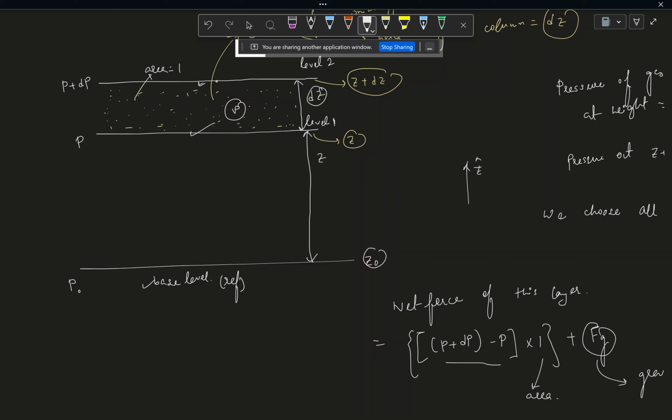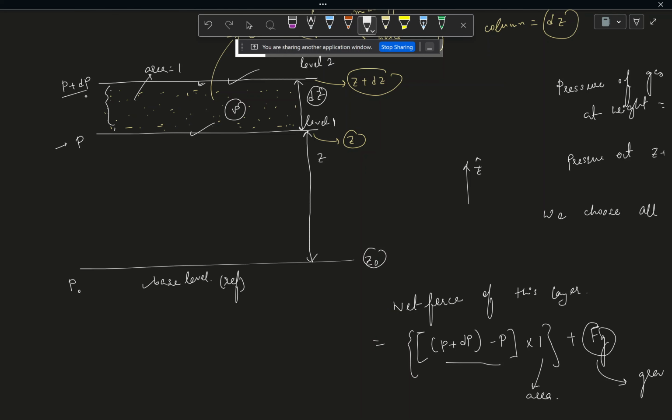So to get the net force on it you have to take the gradient of the pressure that is actually effectively acting on it. We cannot take the entire pressure, because this is the column you have to deal with. On the two surfaces the pressure values are P plus dP and P. Just like between z and z plus dz you take the effective width as dz, similarly the effective pressure will be P plus dP minus P, which is basically dP.